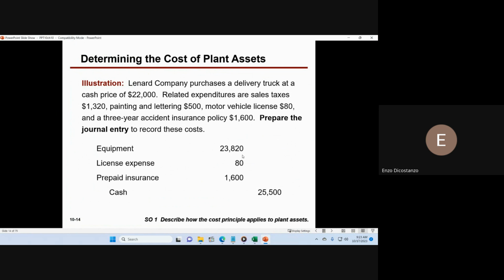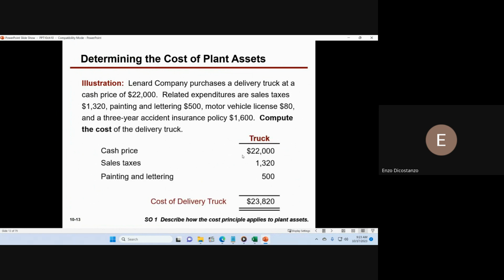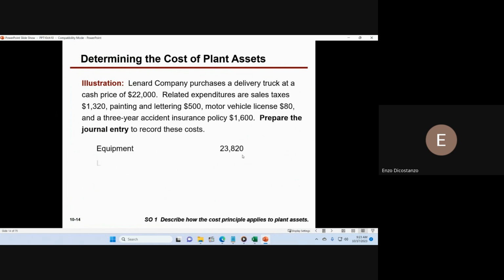So you've converted 25,500 into equipment, and then some other expenses associated with licensing and prepaid insurance. Now, if you look at this, that 23,000 includes the lettering and transportation from the previous slide, and sales tax. Here you have these periodic costs: the insurance that has to be paid every month, licensing expense every couple of years or something like that.